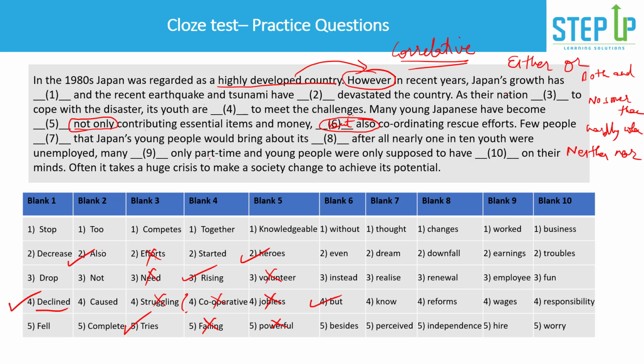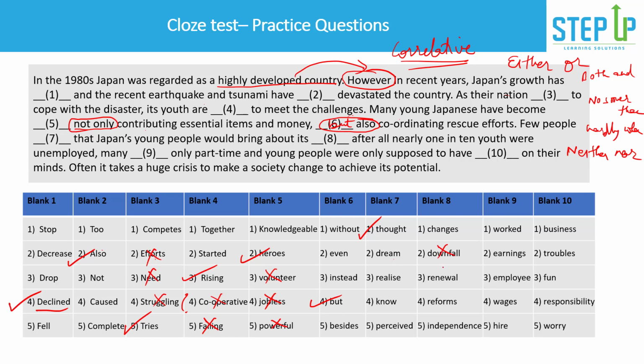Now seventh, few people dash that Japan's young people would bring about its dash. After all, nearly 1 in 10 youth were unemployed. Many dash only part-time, and young people were only supposed to have something. So it's like few people expected these young people to really rise up to the occasion and do something, but they have really done something different. And it says often it takes a huge crisis to make a society achieve its full potential, right? So few people thought, dream, realize, know, perceive, thought, right? Few people expected, that means few people thought that Japan's young people would bring about its changes.